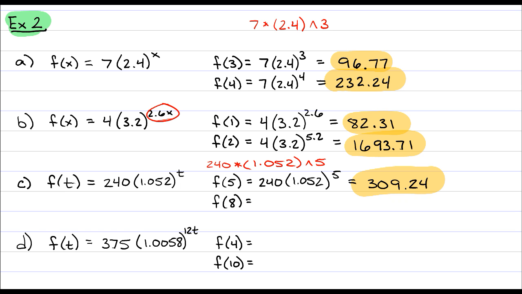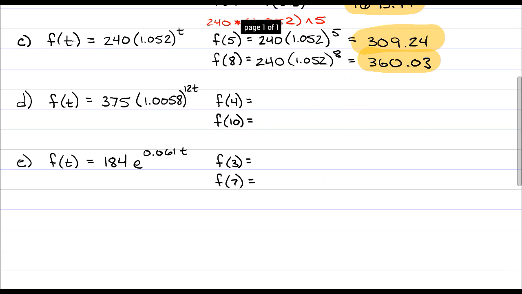Then f of 8 is calculated in exactly the same way. I just replace the 5 with an 8, and then running that through my calculator, I get 360.03. Okay, so far so good. Let's take a look at the last couple of examples.